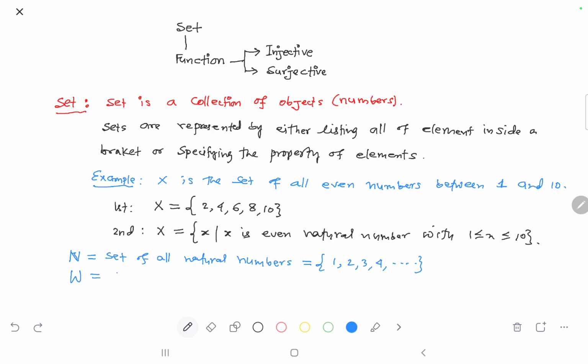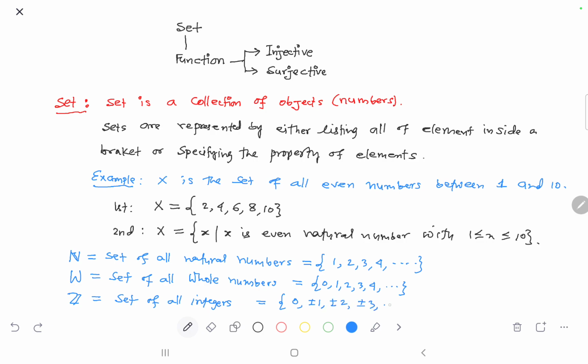So W is the set of all whole numbers, just to include zero. I have to introduce this, otherwise after introducing this I will go to functions and the rest. And Z is the set of all integers. So they are basically zero, including the negatives also: plus minus 2, plus minus 3, and so on.